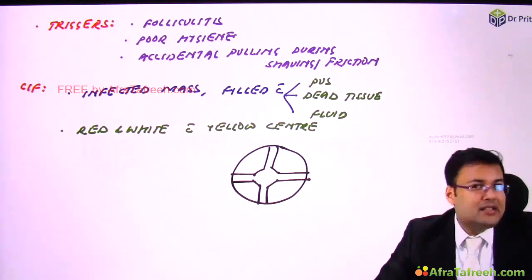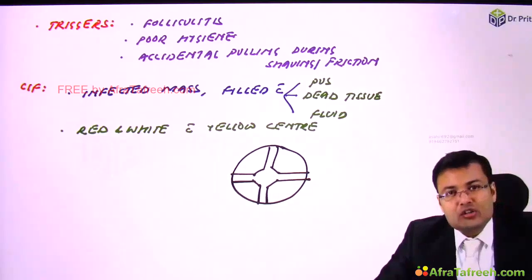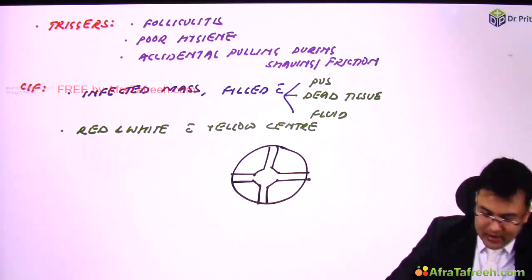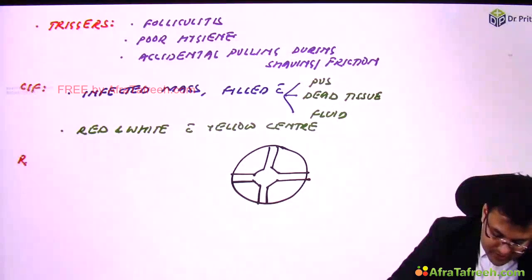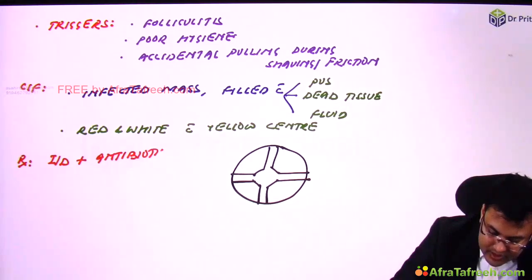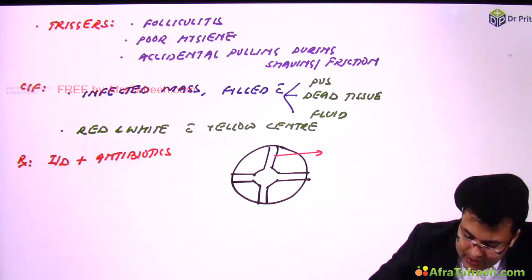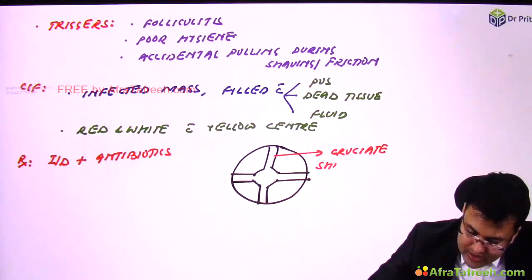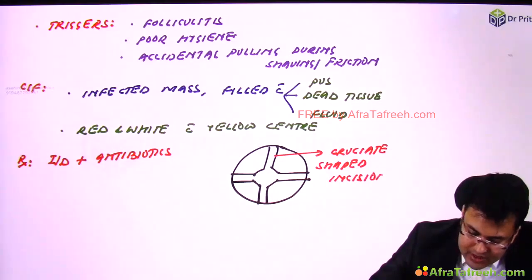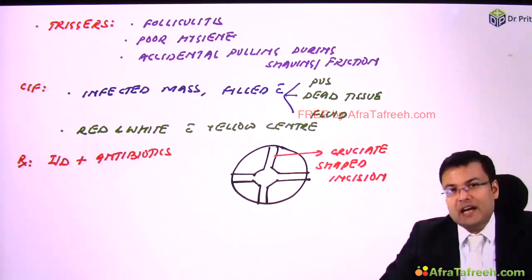A similar incision we discussed is also given in anorectal abscess. So what's the treatment? The treatment is incision and drainage plus antibiotics. And question, what kind of incision is given? The cruciate shaped incision in patients of carbuncle.